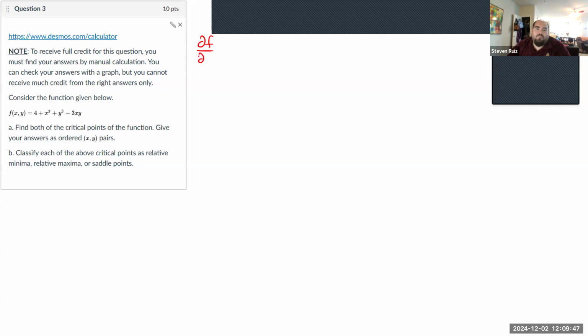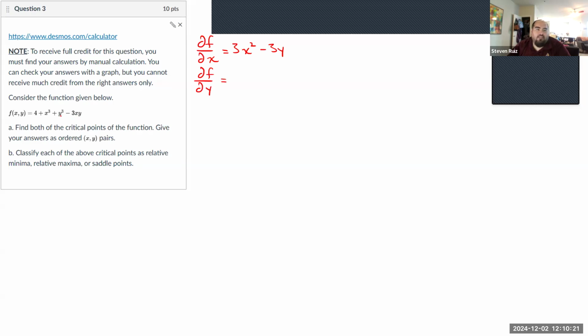So partial f with respect to x, the 4 vanishes. X cubed, that derivative is 3x squared. For 3xy, the derivative of x is 1. The 3y, that's a constant multiple. So what's left is negative 3y. All right, so how about with partial of y with respect to, nope, not what I meant. Partial f with respect to y.